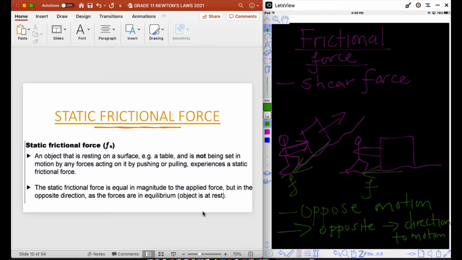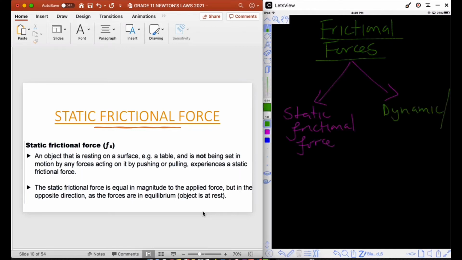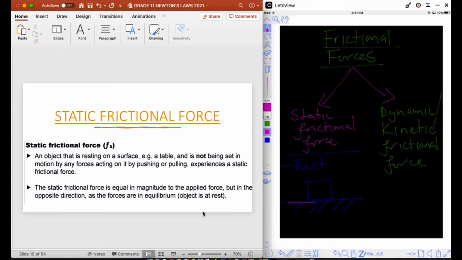There are two different types of frictional forces. We have static frictional force and dynamic or kinetic frictional force. So you might have guessed, static frictional force will be the force that is experienced by objects that are in contact and at rest. The objects are not moving. For example, if you have a box and that box is in contact with the ground and it's not moving, then the force that is going to be experienced between the surfaces is going to be called static frictional force, with a subscript S for static. Remember, static means at rest, just like static electricity is electricity at rest or electric charge at rest.